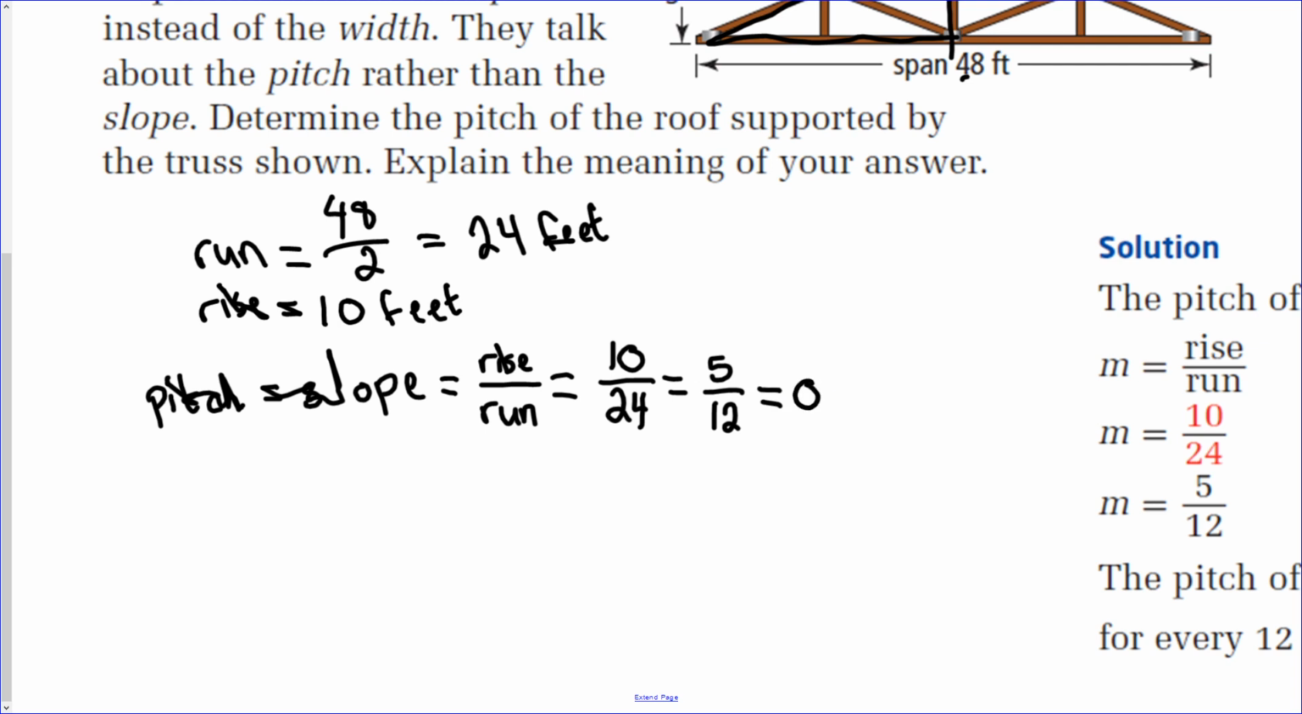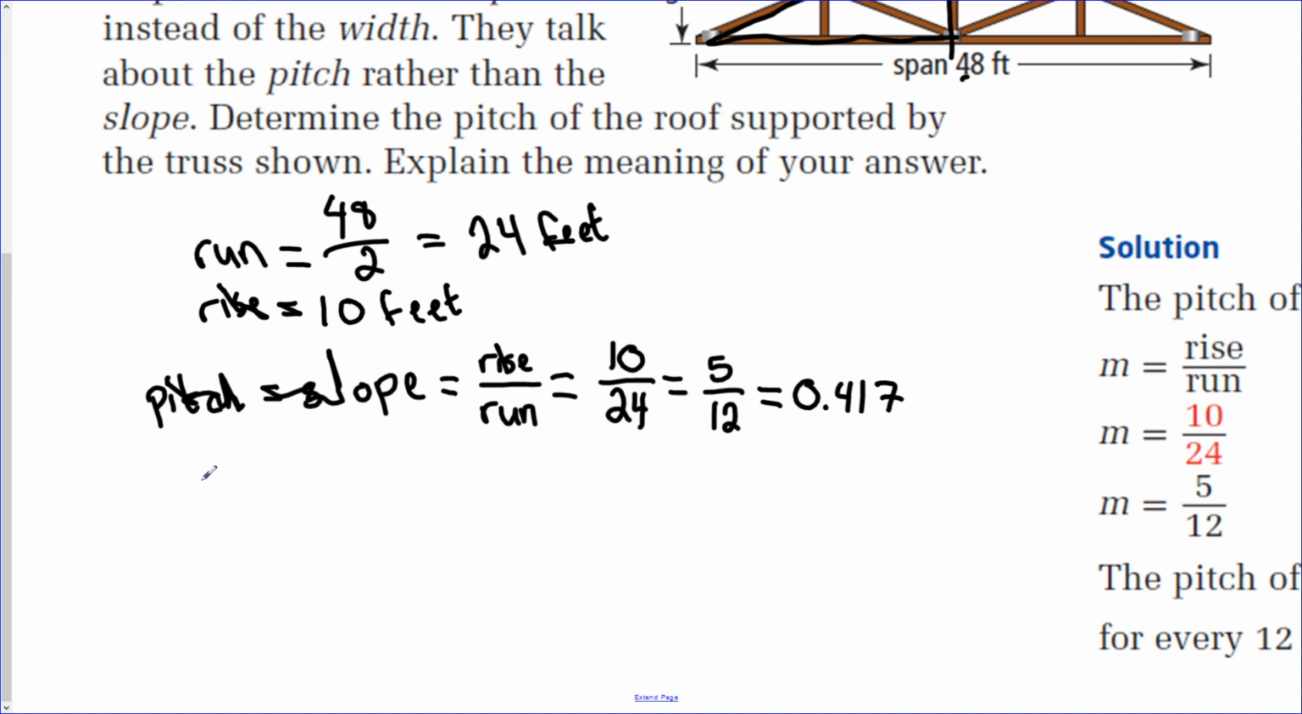Or you could say it's equal to 0.417, with the 6 continuing on forever. Or you could even, since this is a right triangle, use the tan ratio of your slope. The whole idea of the slope, it's actually the tan ratio.